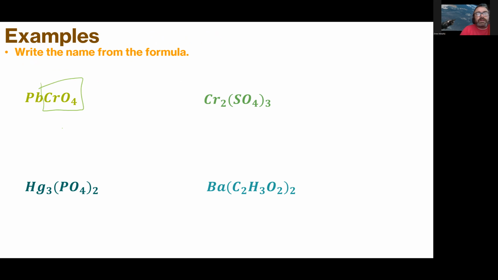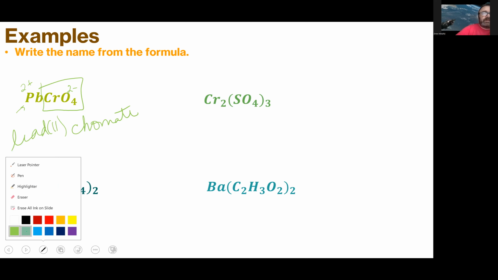CrO4, that's our polyatomic, that's our negative, that's chromate. Okay, this has a 2 minus. Remember, lead has options. So if we know this is 2 minus, then this lead has to be 2 plus. So then this is lead 2 chromate.